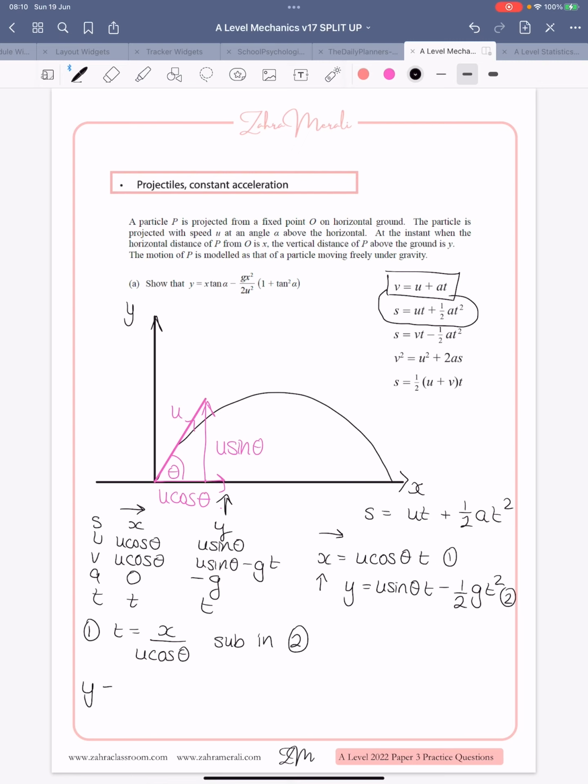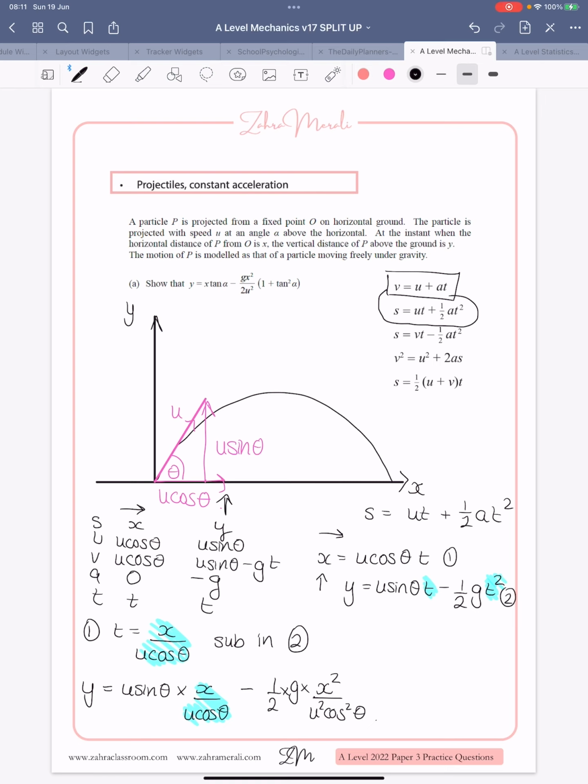So we get y equals u sine theta times by x over u cos theta. So what I've done is I'm substituting. So essentially I'm taking all of this and putting it here and here, right? So that blue bit is the same as this bit. And then we're going to have minus a half times g times t squared. So x squared over u squared cos squared theta.